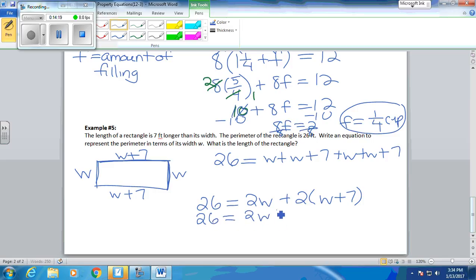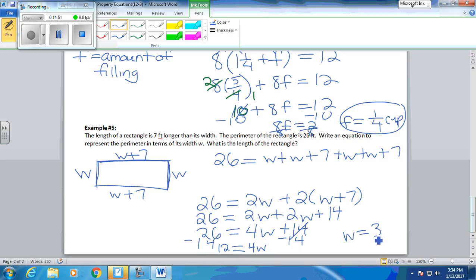So I will have 2W plus 2W plus 14 to give me 4W plus 14. Then I will subtract 14. Hate when I run out of room, so I'm sorry about that. I get 4W equals 12. And then I would divide by 4, and I get W equals 3.